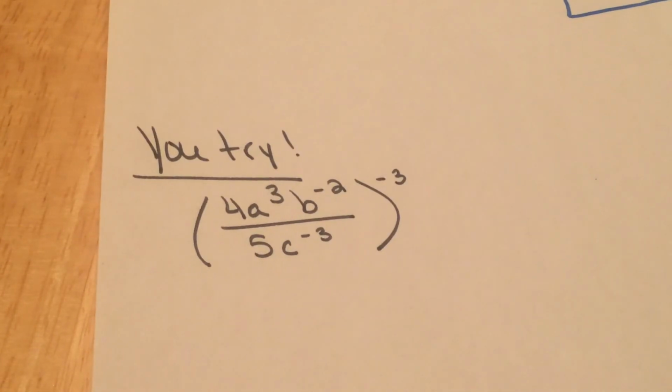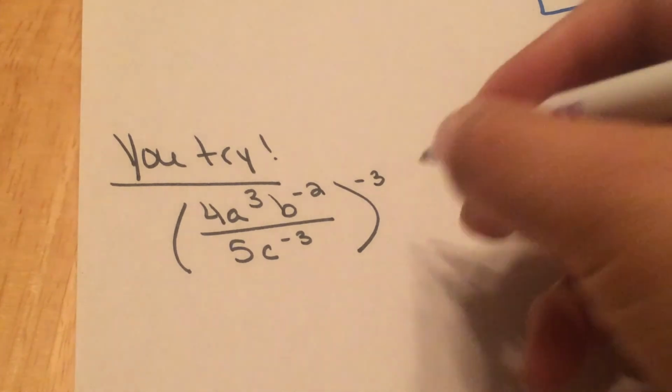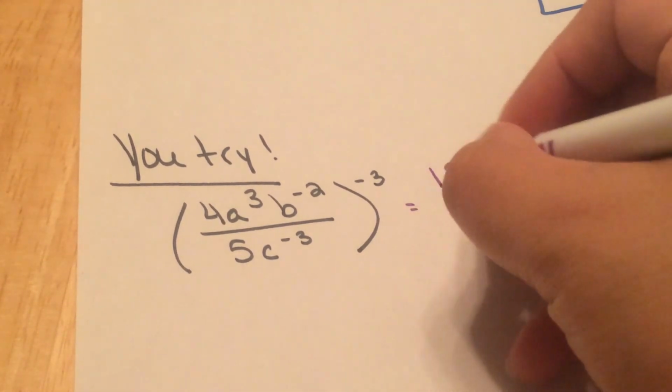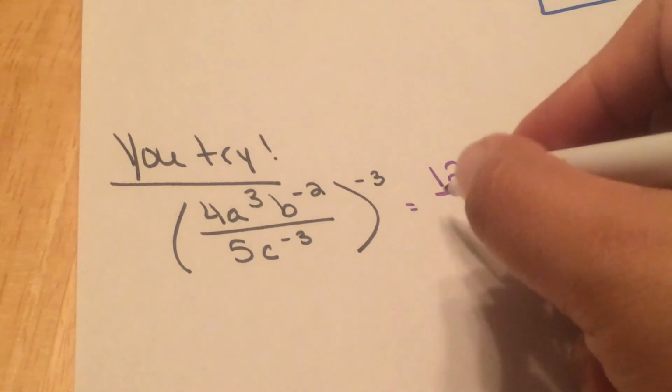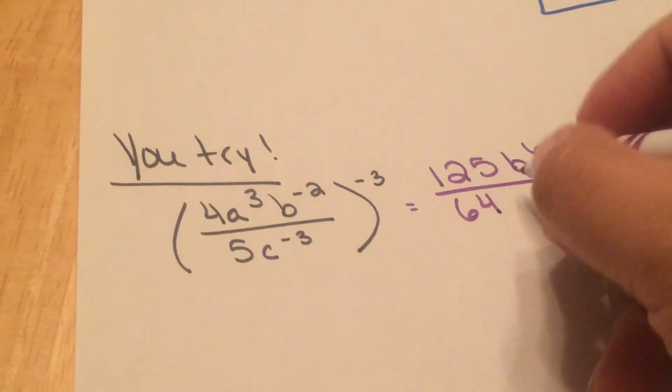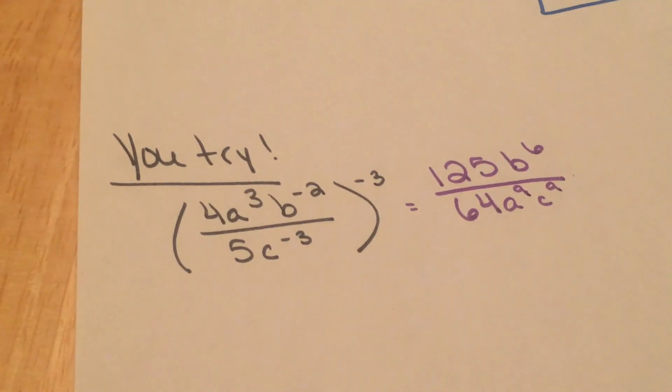Pause the video. Okay, hopefully you got the final answer of 125 b to the sixth over 64 a to the ninth c to the ninth. Let me know how you feel about that.